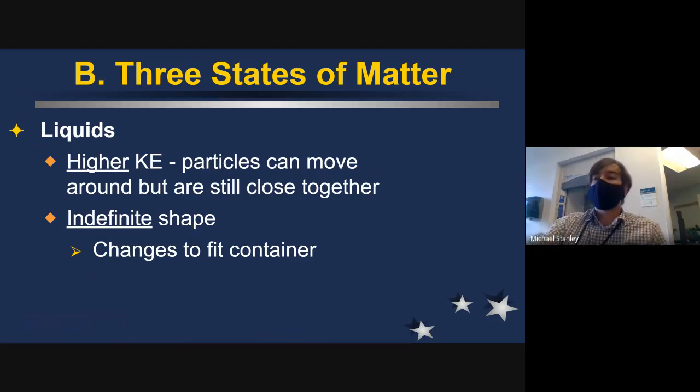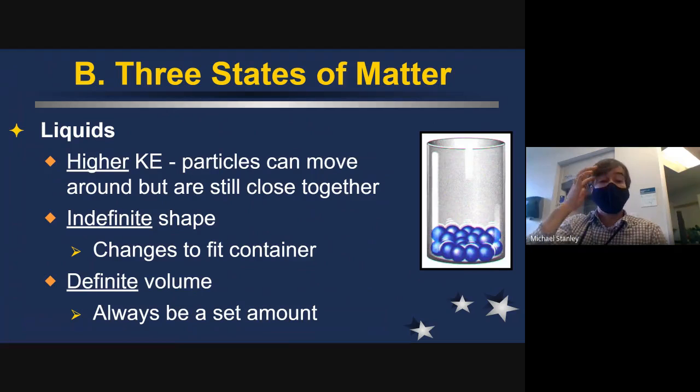If I took my circular cup and emptied the water out into a square Tupperware, the water would form the shape of a square because it's just filling up the Tupperware that you put it in. So that's what we mean when we say indefinite shape for liquids. They don't have a set defined shape. They kind of take up whatever shape of the container that you put them in.